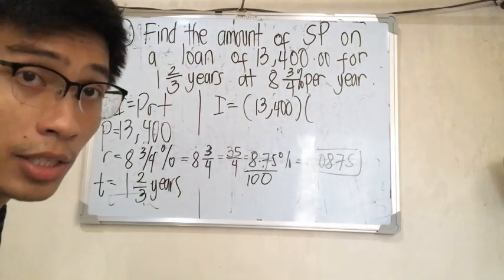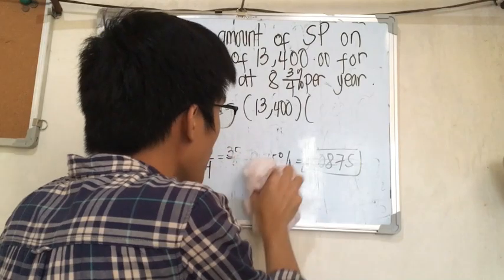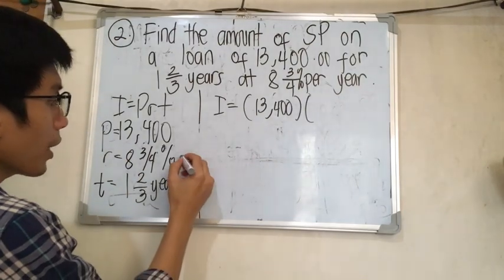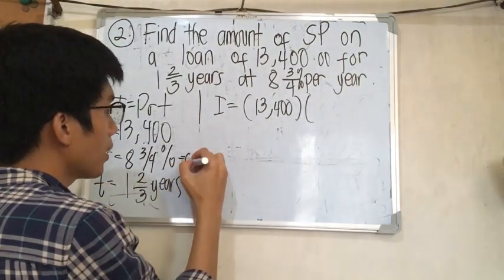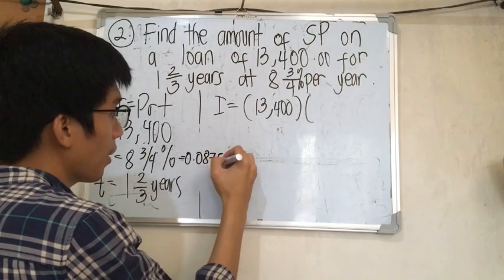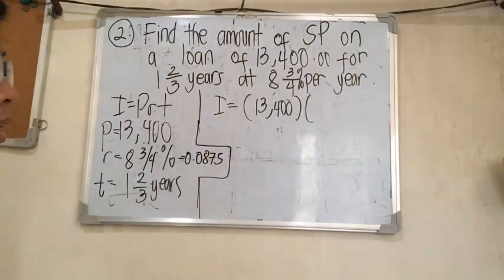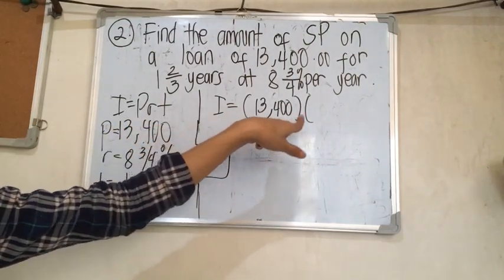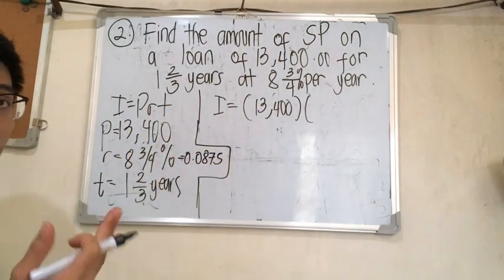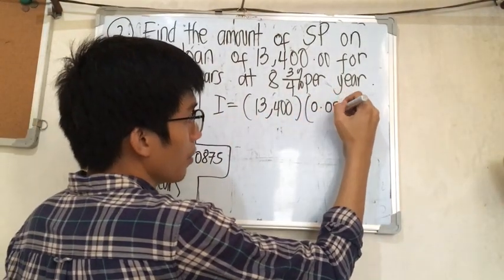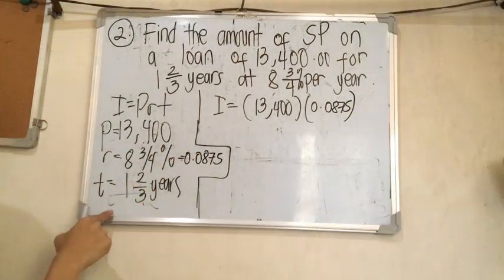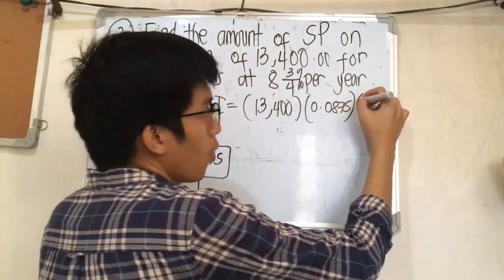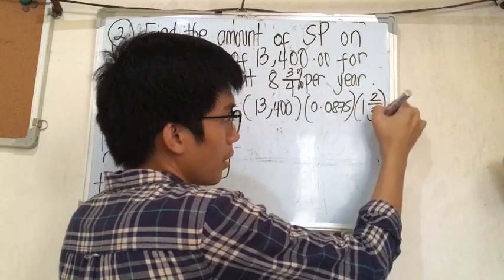Okay, so I raised the solution now, because I need more space in solving this problem. Okay, so meaning 8 3/4% is equivalent to 0.0875. Okay, so I already have the principal amount here, that is 13,400. The rate now, or the R here in decimal form, that is 0.0875. And what is my time? The time here is already in years, so just copy this one. That is 1 and 2/3 years.